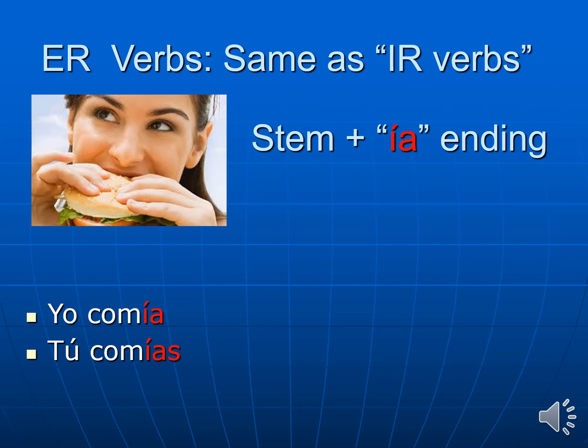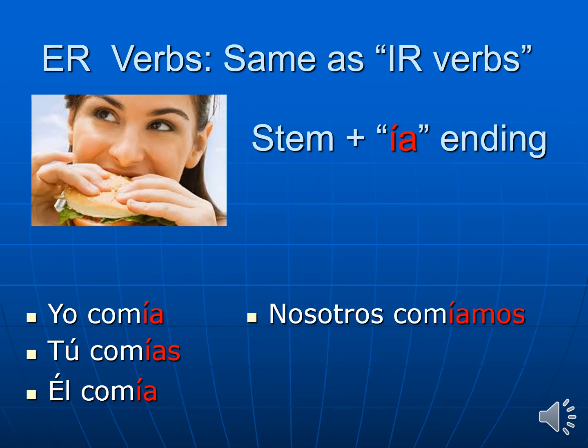Tú comías. You used to eat or you were eating. Él comía. He used to eat or was eating. Nosotros comíamos. We used to eat or we were eating. Ellos comían. They used to eat or they were eating.